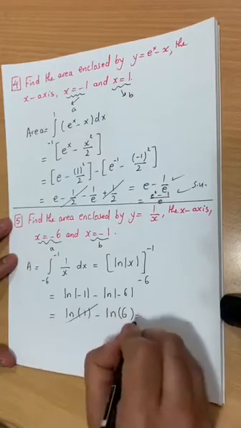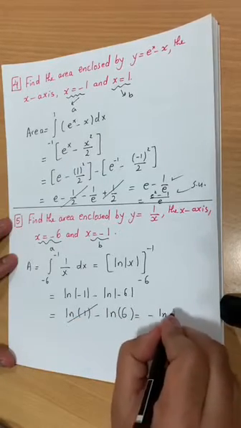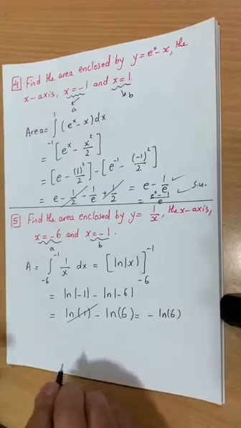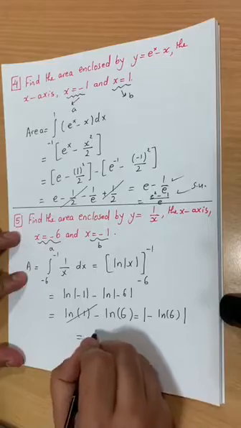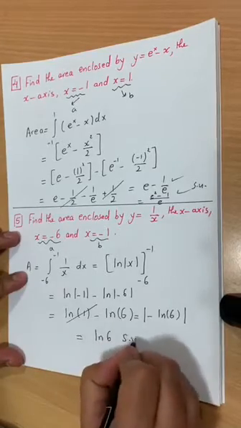Ln 1 is cancelled, and the answer is ln negative 6. I told you before, you shouldn't write the area with a negative sign, so we have to use the modulus of the whole thing. So it's ln 6 square units.